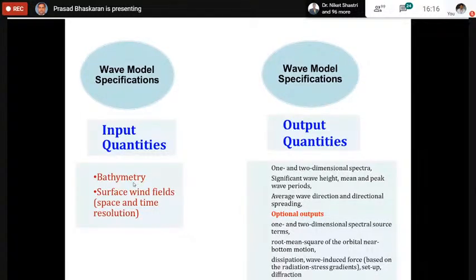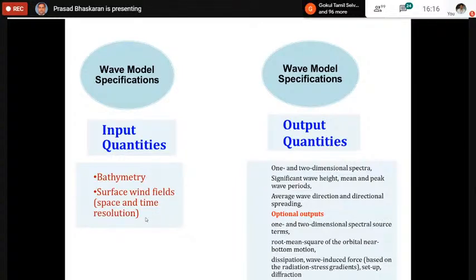From the GEBCO data, you can download the bathymetry, and the resolution of GEBCO is 30 arc second. 30 arc second means approximately 900 meters. That is the resolution that you have for the global topography. So for the bathymetry information you can use either ETOPO 1 or GEBCO. It's up to your choice. Now for the surface wind field, we can get it using the atmospheric models.